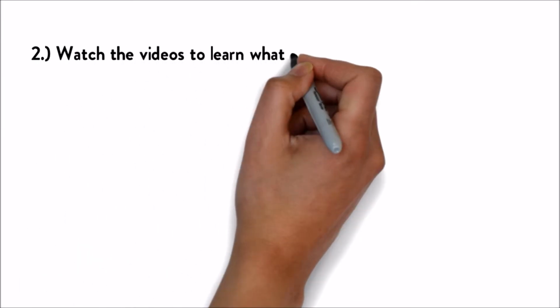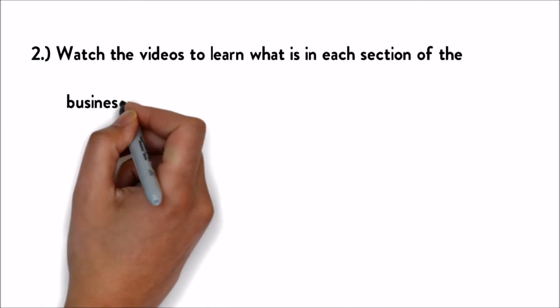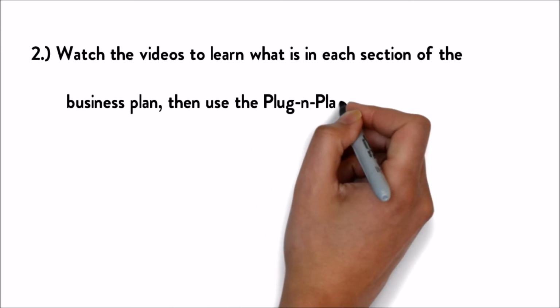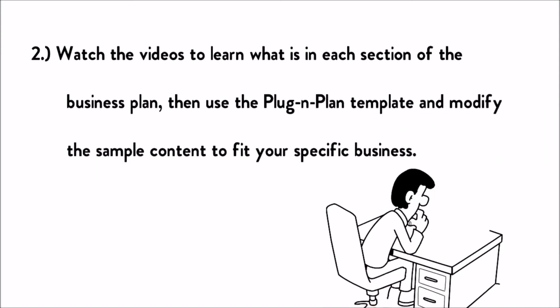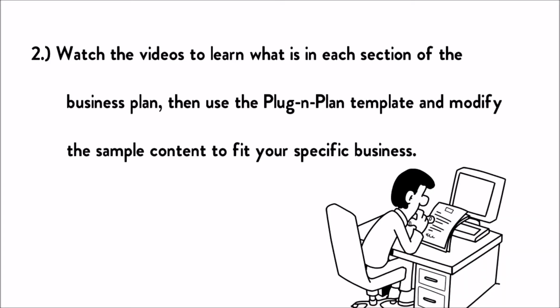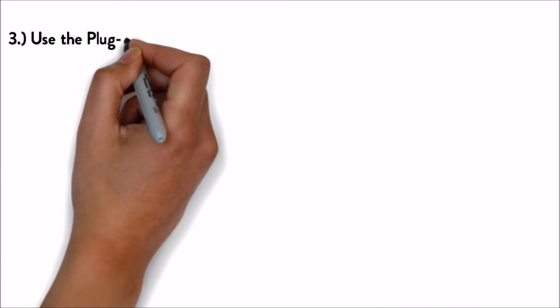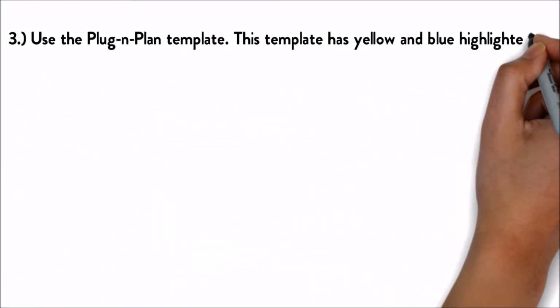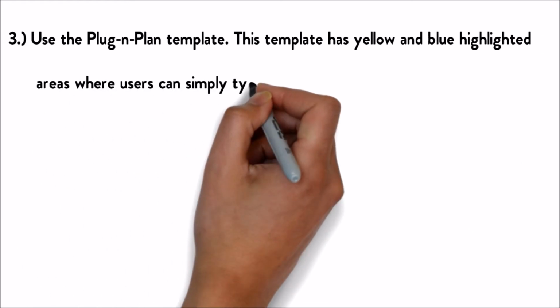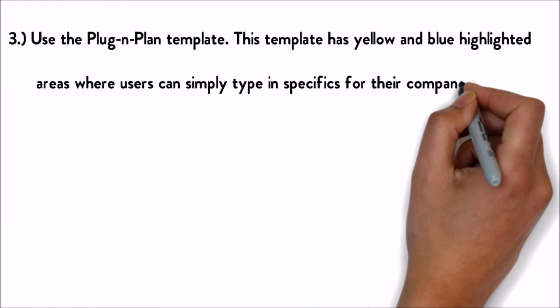3. Use the plug and plan template. This template is included in the package and consists of sample/example content. This template has yellow and blue highlighted areas where users can simply type in specifics for their company, utilize all the sample content, and have a completed business plan.